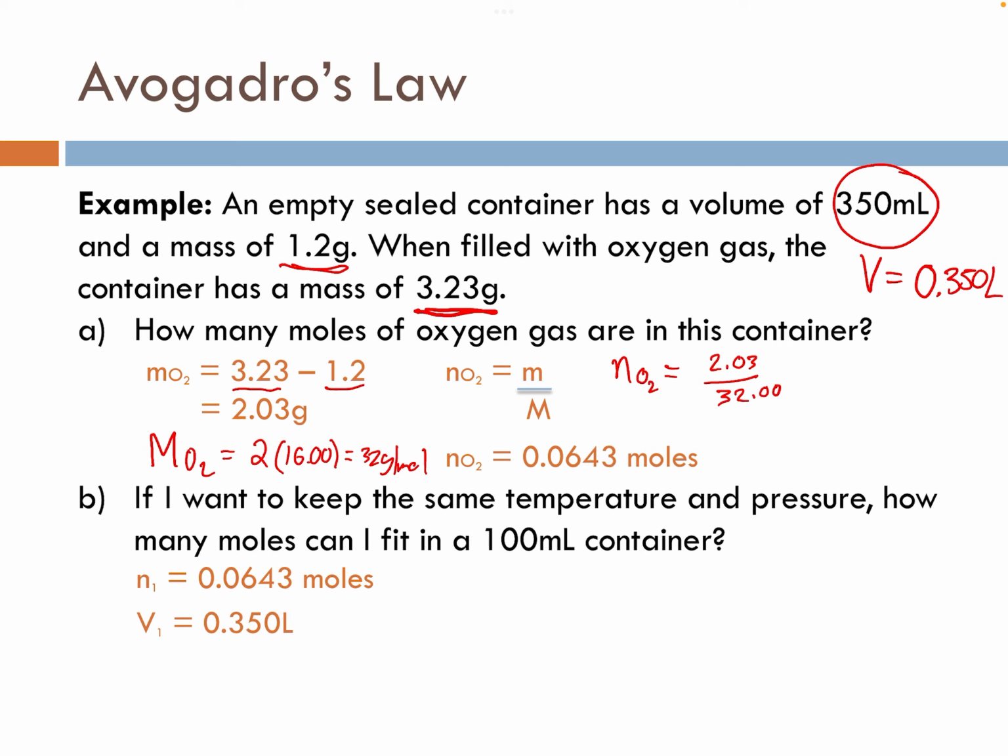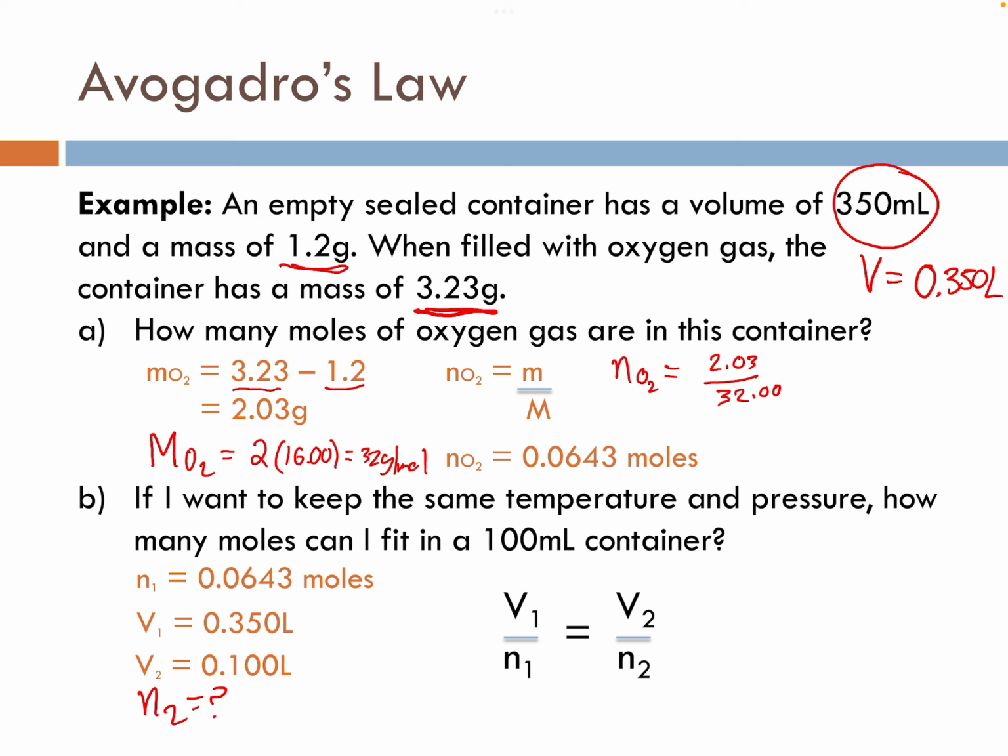In my original container, I had a volume of 350 milliliters, and we're converting that to liters, so 0.350 liters. In my final container, I have a volume of 100 milliliters, or 0.100 liters. What I'm trying to solve for here is N2. So that's my required thing. I'm trying to find the number of moles that would fit.